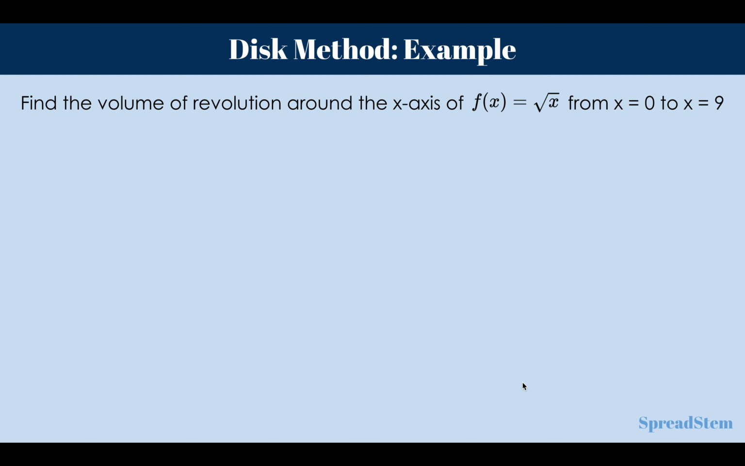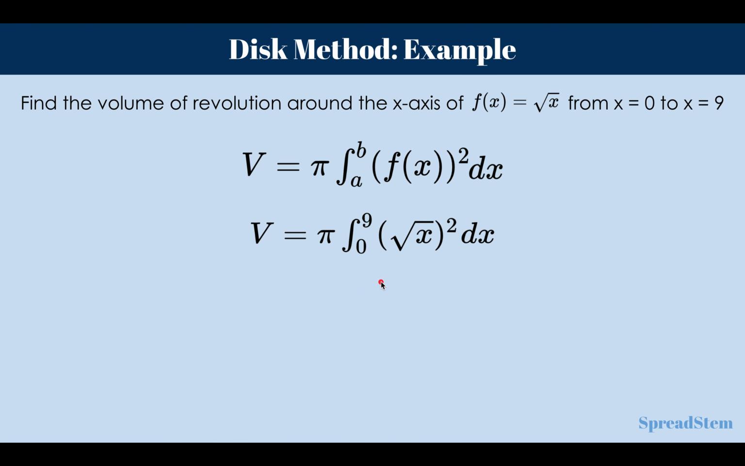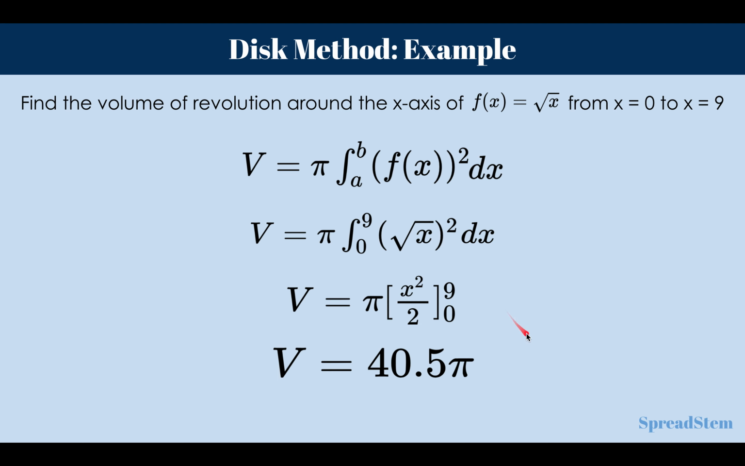Let's look at this example. We want to find the volume of revolution around the x-axis of f of x, which is the square root of x, from 0 to 9. From the previous slide, we developed this formula to find the volume. Now we simply plug in the values, and we see pi times the integral from 0 to 9 of the square root of x squared dx. And when we evaluate it, we get 40.5 pi, which is the volume when you revolve this function around the x-axis.